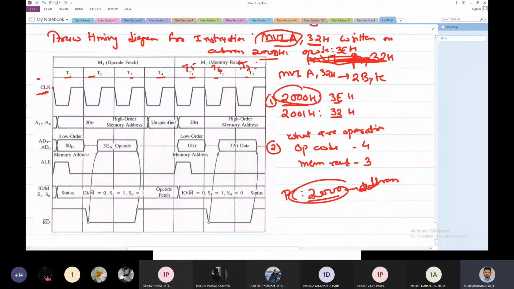Now see how the address bus is drawn. Here I have drawn AD0 to AD7 and A8 to A15. So AD0 to AD7 is my address plus data bus. No separate data bus is given for the 8085. Address and data bus are multiplexed. That means two are working as one.